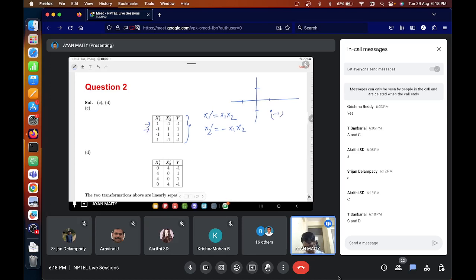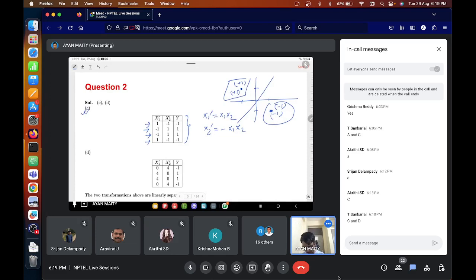Then the second point is minus 1 1, so this is a plus 1 point. The third point is minus 1 1 again, so this point is the same, so these 2 points are overlapping. And the fourth point is 1 minus 1, these 2 points are also overlapping, this is also a minus 1 point. So obviously we can see these are the 2 plus 1 points and these are the 2 minus 1 points. So these 4 points are linearly separable. So option C is correct.